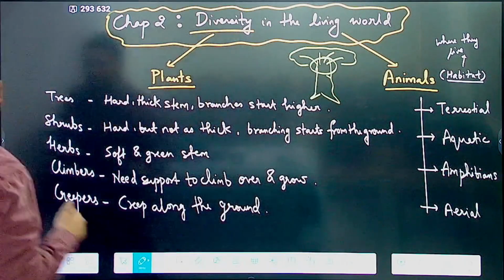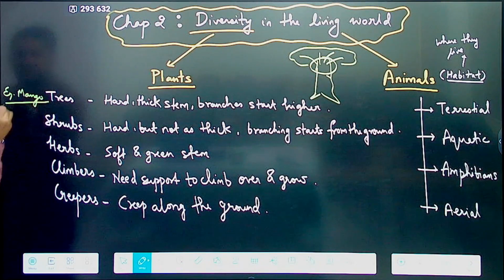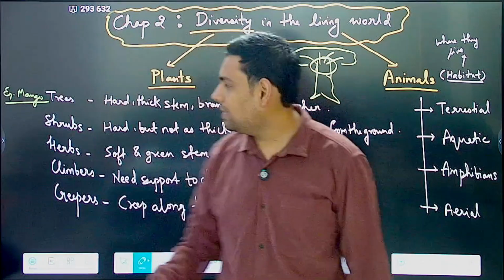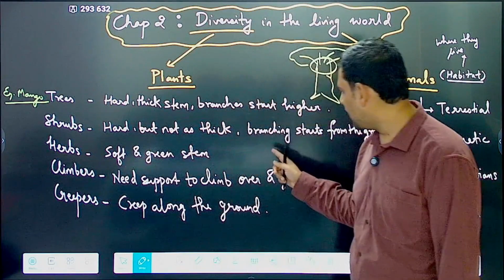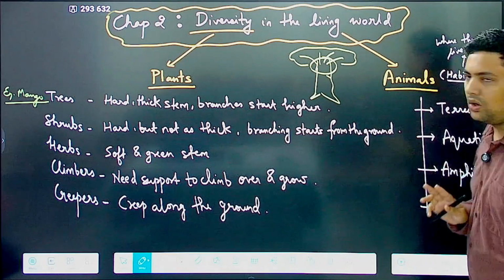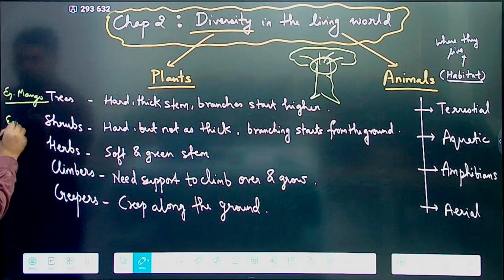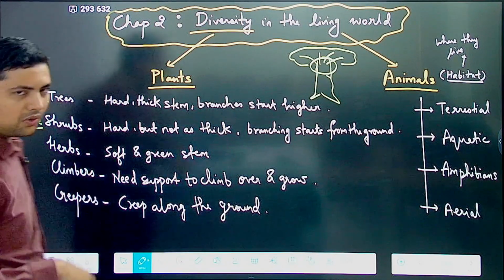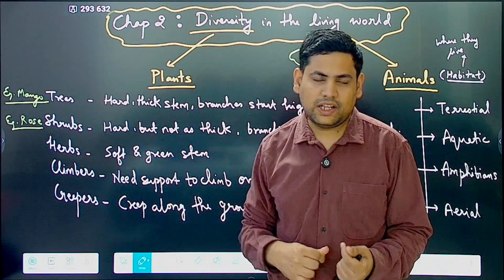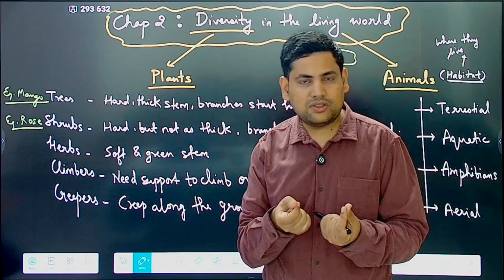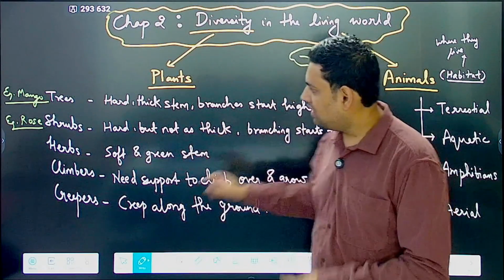Now, an example of this, any you can take. Because it is summers, let me take an example of mango. Then next is shrubs. Shrubs are hard but not as thick. Branching starts from the ground. An example of this is rose. If you have seen a rose plant, the stems are not that thick, but they are still woody, wood-like. That is the brown colored stem you must have seen. Branching in rose starts right from the bottom, and this is what you call shrubs.